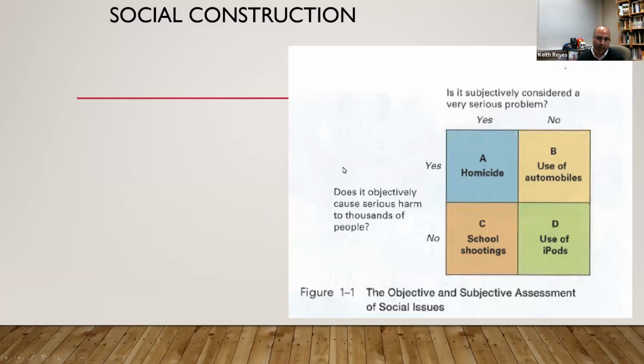So if you look at, does it objectively cause serious harm to thousands of people? School shootings, right? Not a lot of people die in school shootings, right? A very minuscule amount, statistically speaking, when you look at the 375 million people in the United States. So the objective criteria is not there for school shootings, but we still perceive it subjectively as a serious social problem, right?